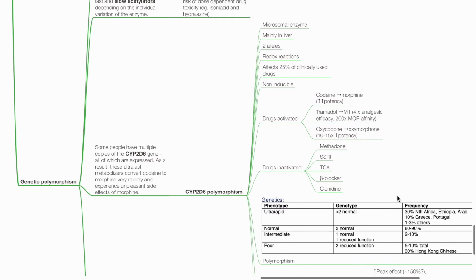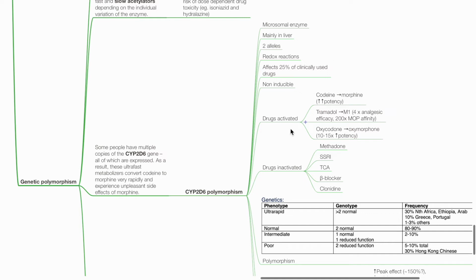Additional information on CYP2D6 polymorphism. CYP2D6 is a microsomal enzyme mainly located in the liver. There are two alleles encoding this enzyme. This enzyme is involved in redox reactions. CYP2D6 polymorphism affects 25% of clinically used drugs. CYP2D6 is not inducible.